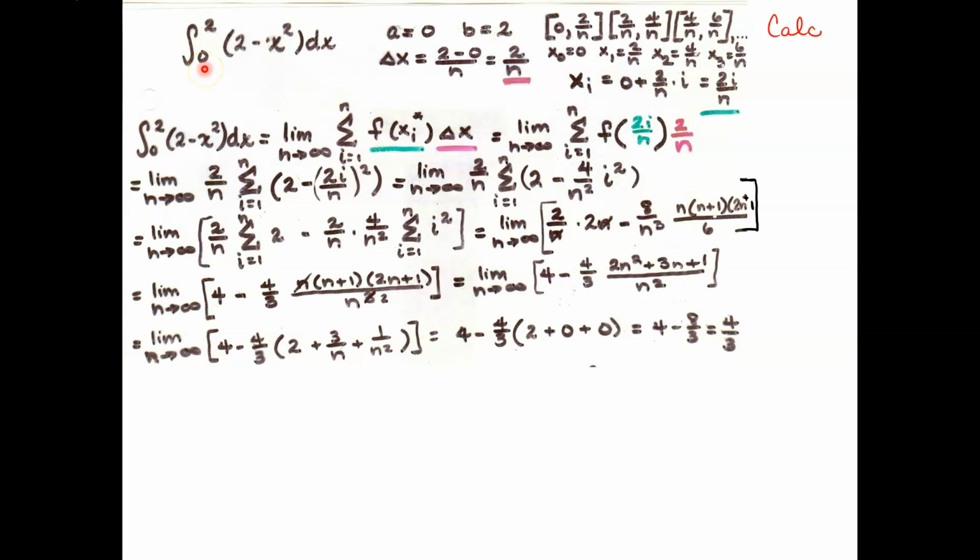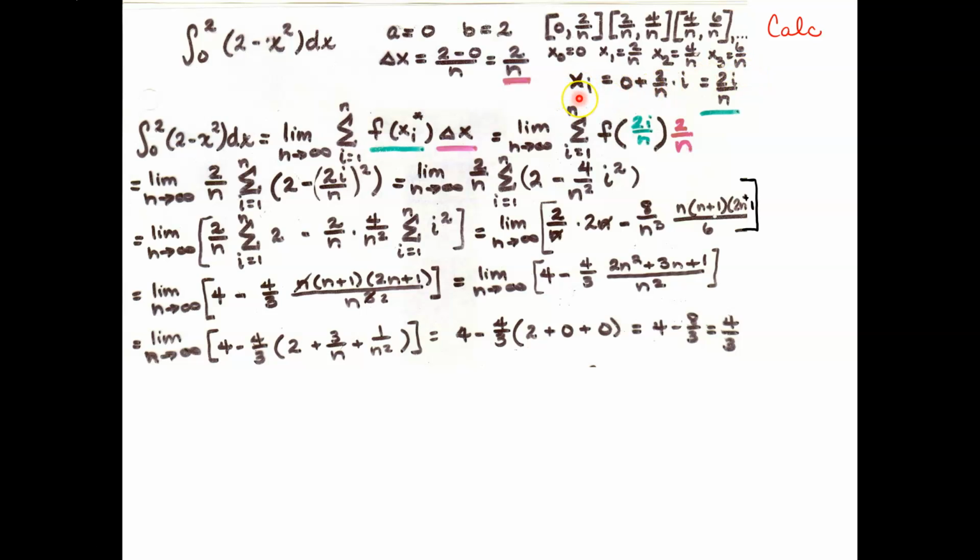So you can see our starting value is going to be 0, that's a. Our stopping value is going to be 2, that's b. So our change in x is just going to be b minus a over n, or 2 over n. So we would start at 0 and go to 2 over n, and then the next interval we'd go from 2 over n to 4 over n, and then 4 over n to 6 over n, and so on. So x sub 0 would be 0, x sub 1 would be 2 over n, x sub 2 would be 4 over n, x sub 3 would be 6 over n.